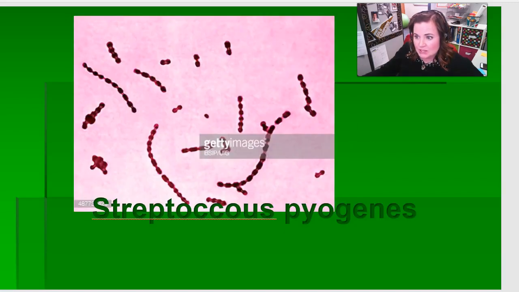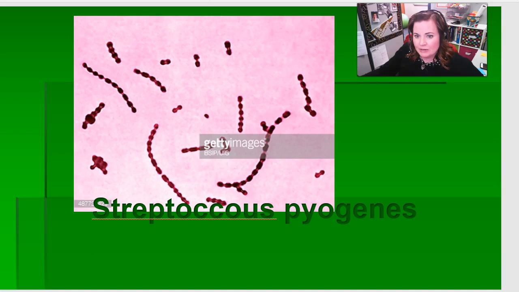Streptococcus pyogenes, which I spelled incorrectly here, but you can see the spherical shape of the cocci there. So I mean, you'll hear these terms if you get sick or something. You might hear that you have strep, and that's where that comes from.